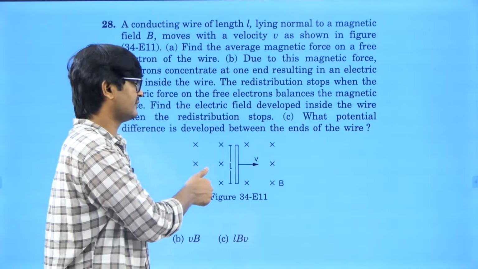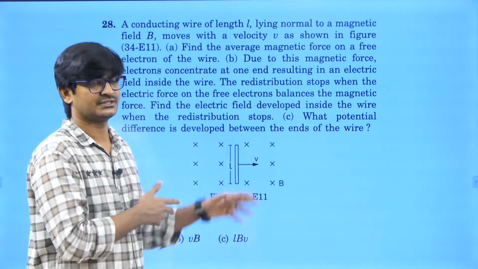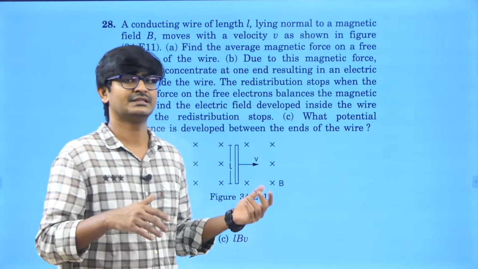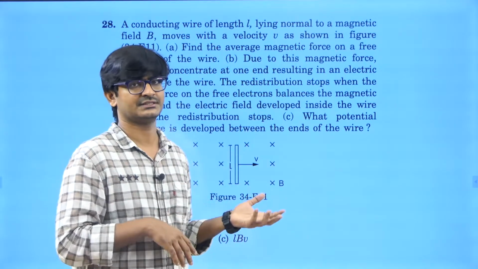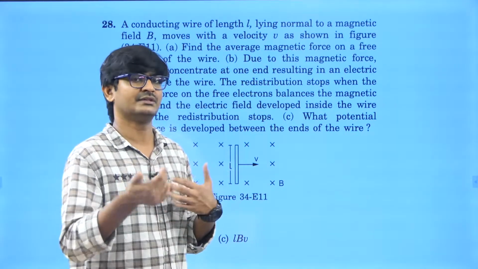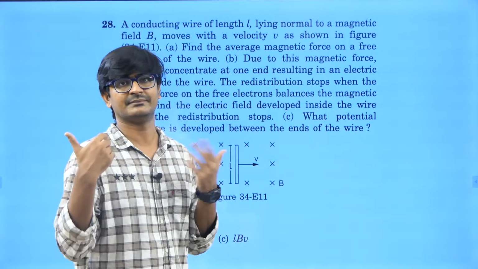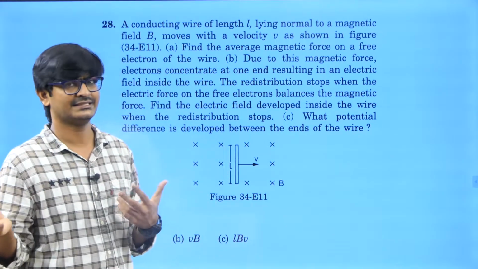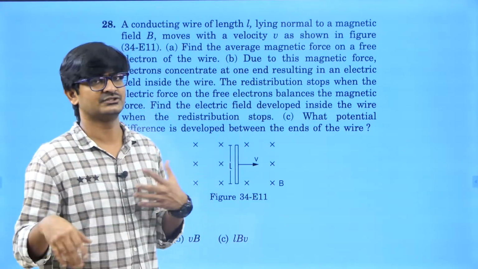So if you take v cross B, then suppose positive charges are moving, because it doesn't make much difference whether you assume positive charges are moving or negative charges are moving freely, right? But we'll see there is one case where it makes a difference. Only in that case I think it makes a difference. In all the other cases you can assume positive charges are moving.